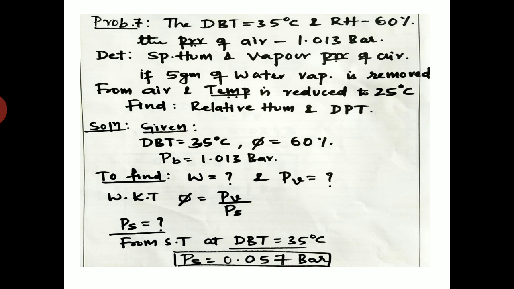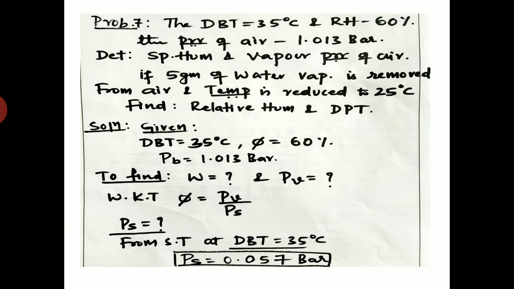Now let us move on to the next problem, that is problem number 7. The dry bulb temperature is 35, relative humidity 60. The pressure of air is directly given. Otherwise, if this value is not given, 1.013, you can remember this. Otherwise, it is the total pressure of air. Okay. Determine specific humidity and vapor pressure of air.